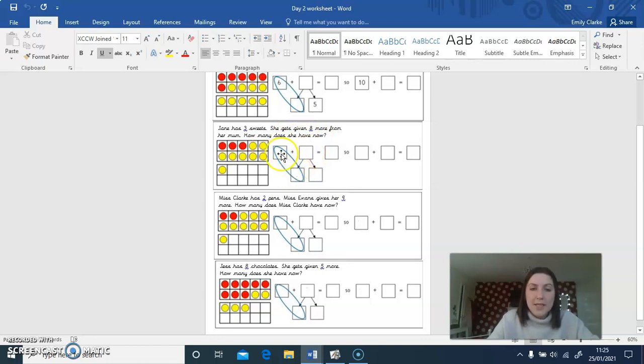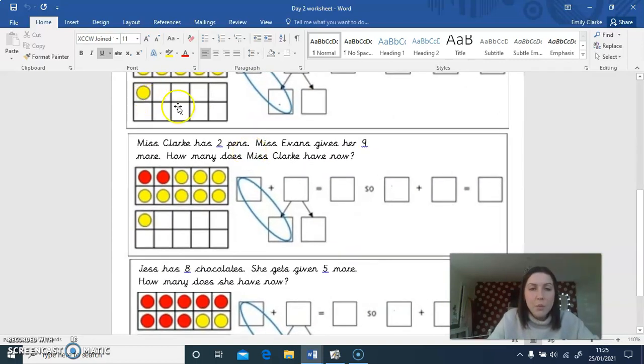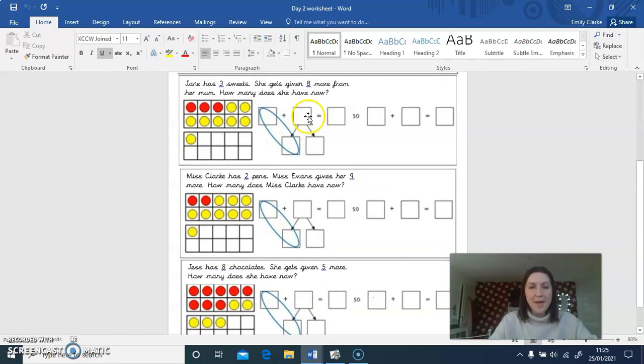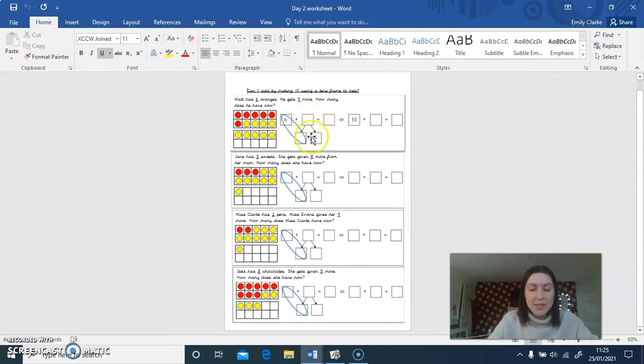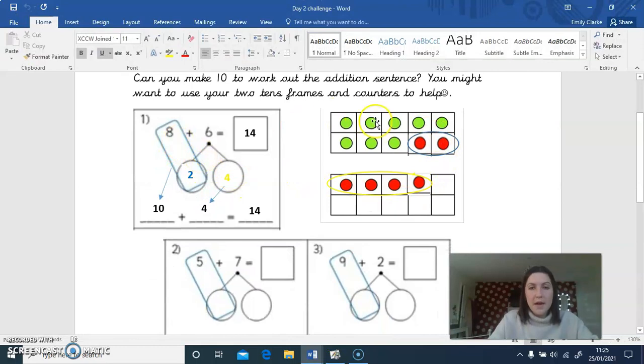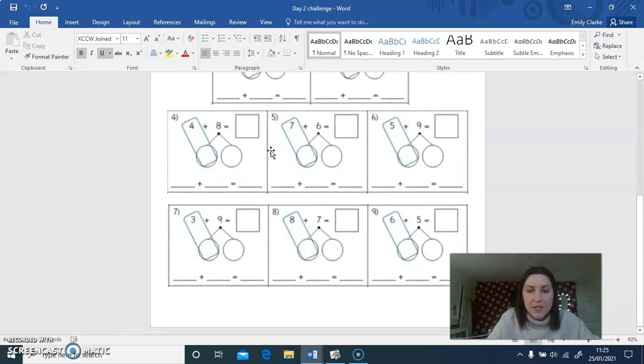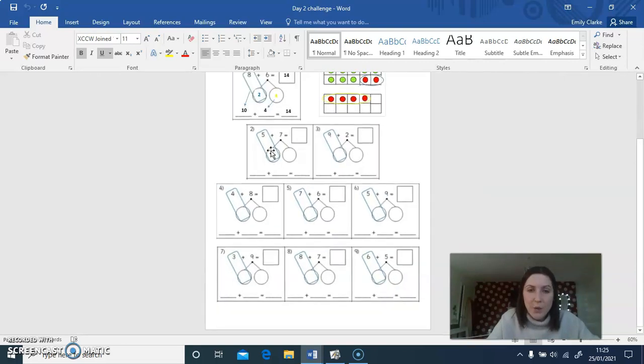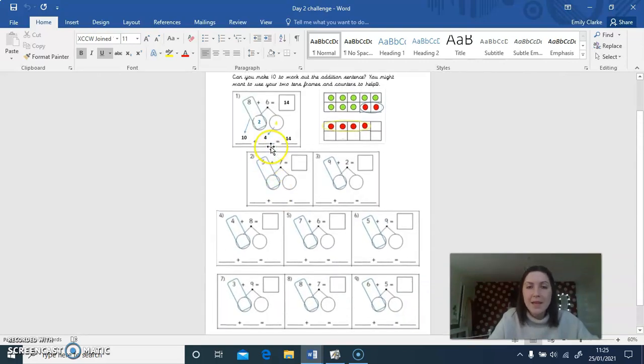And then what would go in this blue circle? What must we add to 3 to get to 10? 7. So 7 would be in that part. And then how many are left over here? 1. So 1 would go there. Okay, so that is your first worksheet. Your challenge looks like so. The first one, I've shown you an example of how you can do it. If you want to have tens frames next to you to help you, you can. And then you have got some more questions to just get stuck into and try and do by just thinking what makes 10, but you can use your 2 tens frames and counters if you want to.